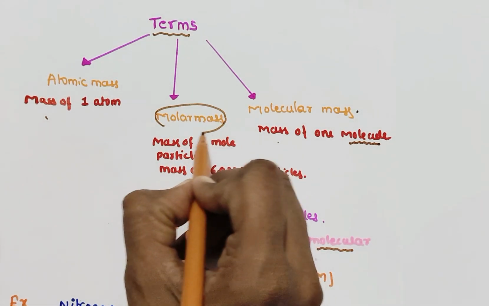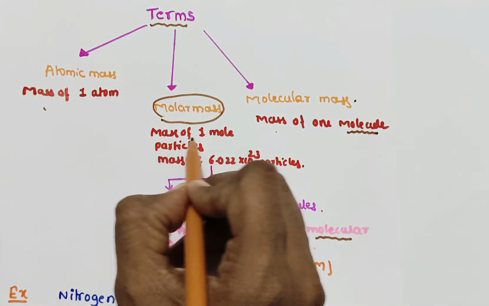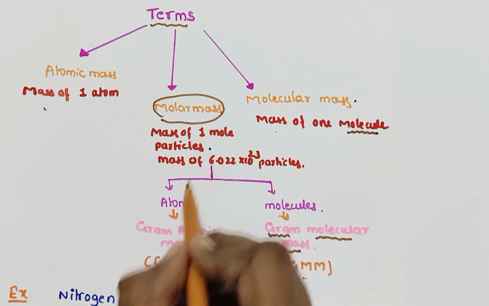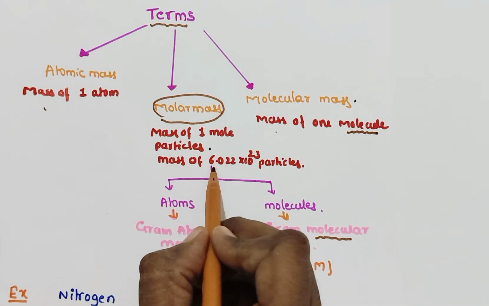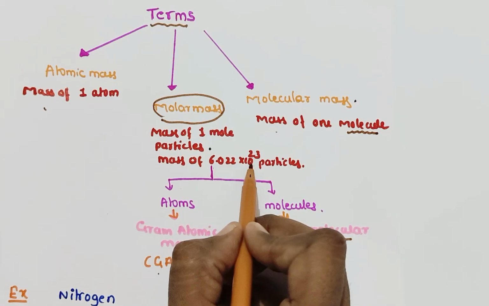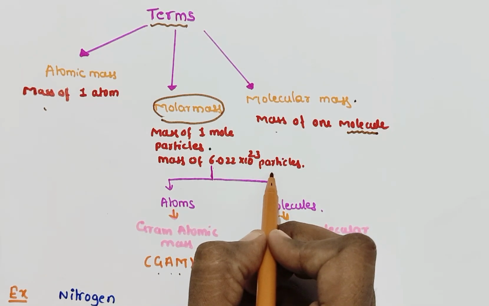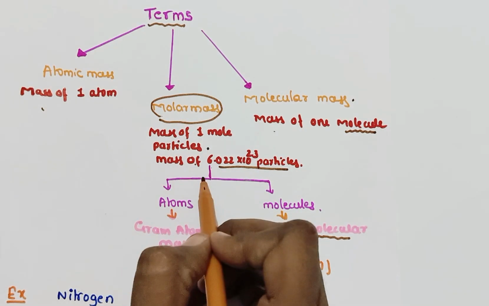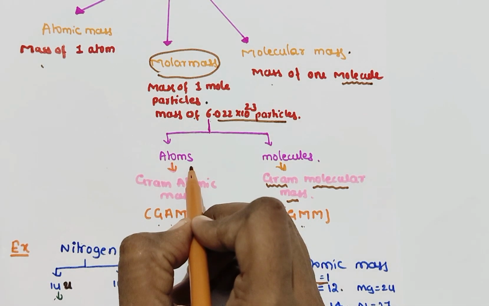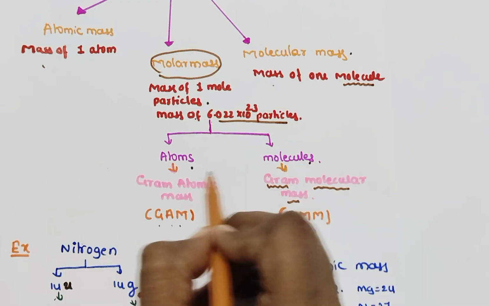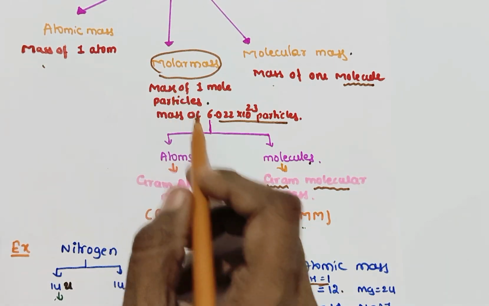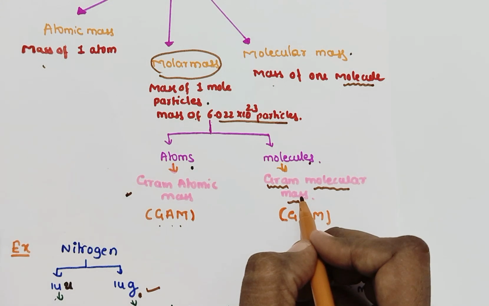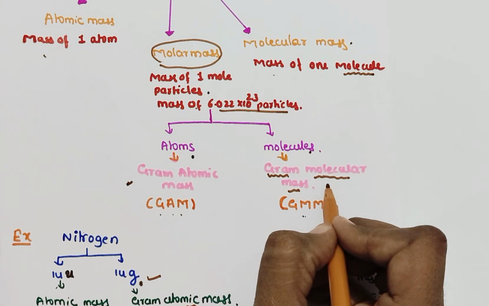Then molar mass. Molar mass is the mass of 1 mole of particles. It is nothing but the mass of 6.022 × 10^23 particles. The mass of this many particles is known as molar mass. Those particles may be atoms or molecules. In the case of atoms, the molar mass is the gram atomic mass. In the case of molecules, the molar mass is the gram molecular mass.